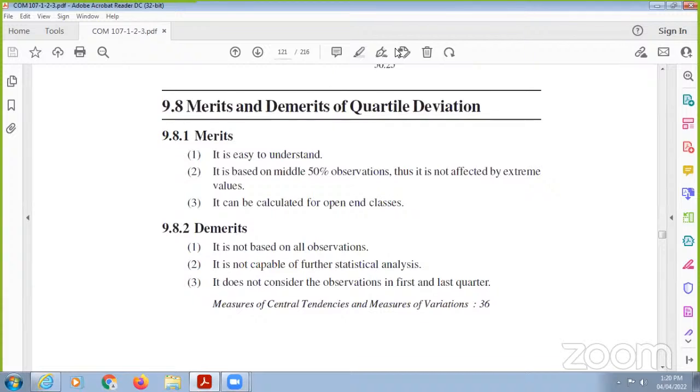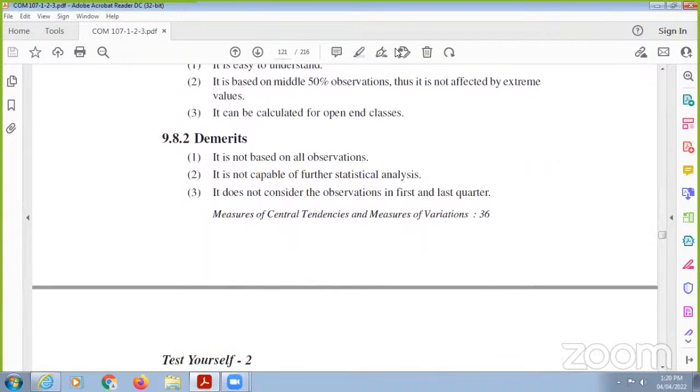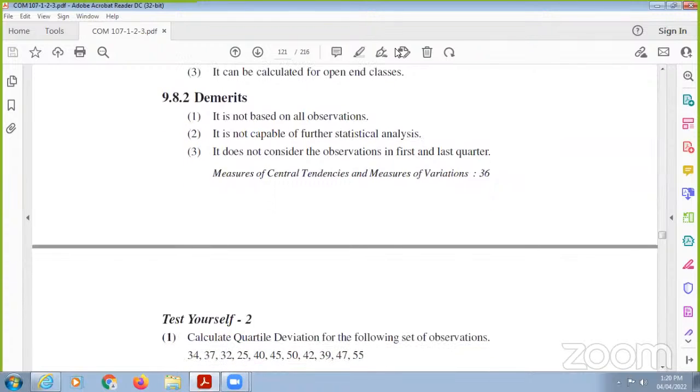Then there are some questions given here to test yourself. The first question: calculate the quartile deviation for the following set of observations. The set of observations is 34, 37, 32, 22, 25, 40, 45, 50, 42, 39, 47, and 55.